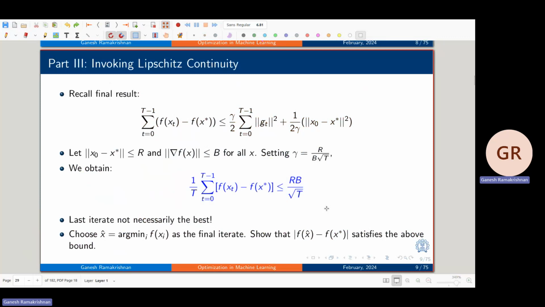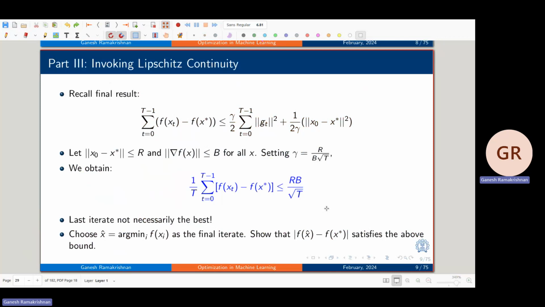And now I have got 1 upon T summation of f of x t minus f of x star is less than or equal to R B by square root T. What's the next trick? What can I do with the left hand side? The summation of f of x t minus f of x star will be greater than or equal to f of x capital T minus f of x star.